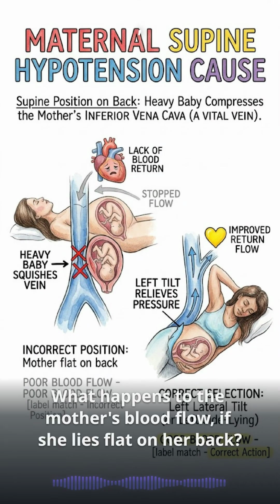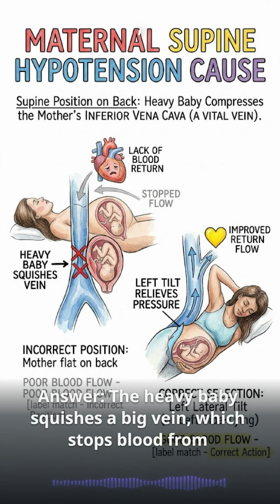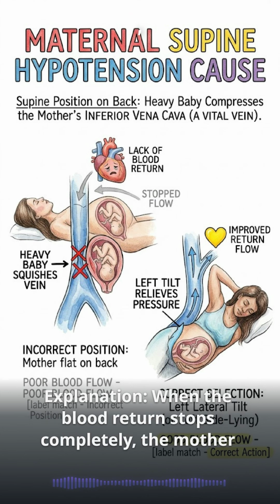48. What happens to the mother's blood flow if she lies flat on her back? The heavy baby squishes a big vein, which stops blood from returning to the heart. When the blood return stops completely, the mother and baby will both lose oxygen.